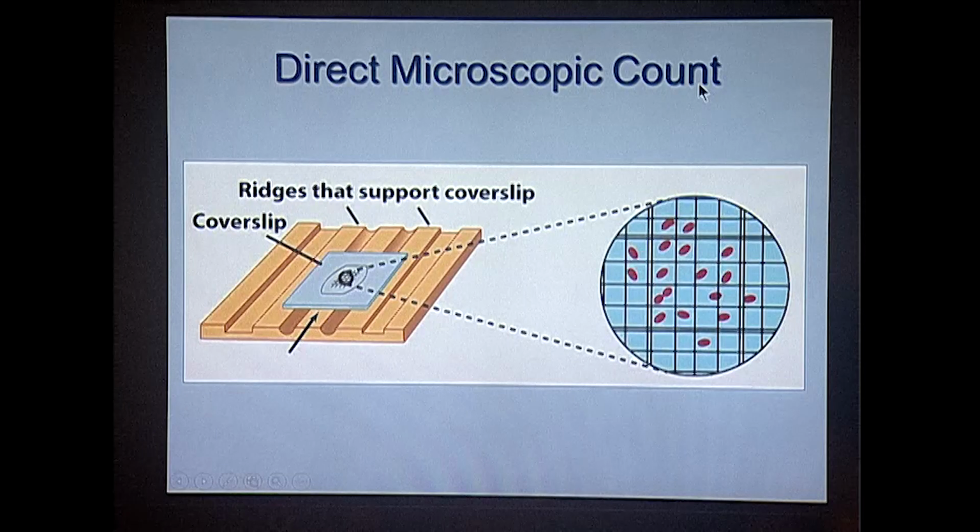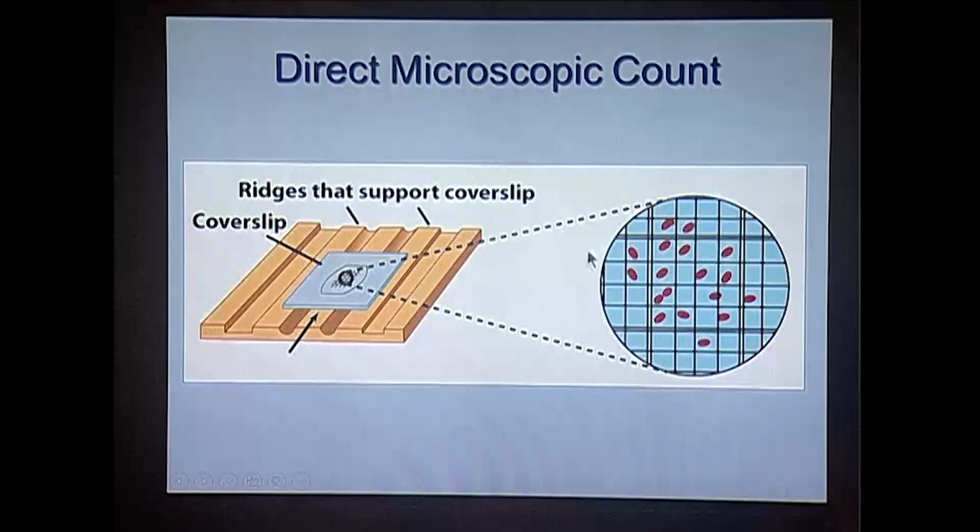The next is the direct microscopic count. In this, a small volume of milk sample is loaded on a hemocytometer, and then the number of bacterial cells is counted under the microscope, and it is expressed as the total number of bacterial cells per ml of milk. In this way again we can get the microbial load of the milk.